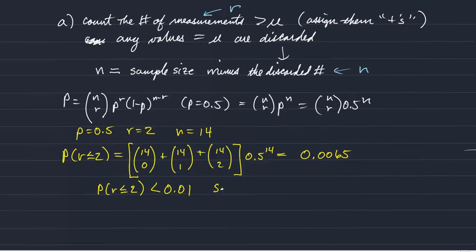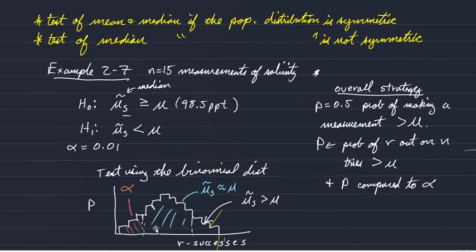So we must reject H0. In other words, the number of successes we found is so unusually improbable, it's less than our significance level. Therefore, it's very unlikely that the salinity of our sampled population is equal to mu or greater than mu.